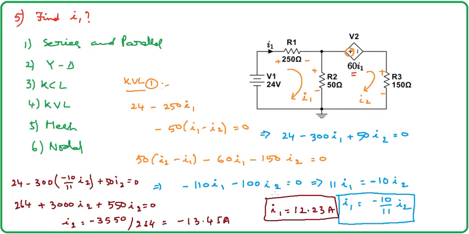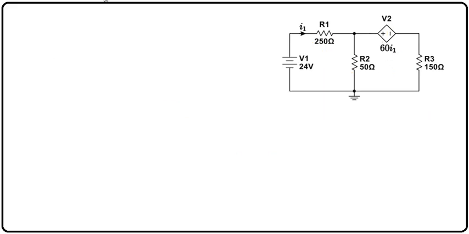So by using mesh analysis, I got this answer, 12.23 ampere. So let us see the same thing with nodal analysis also. Here we need to find I1 by using nodal analysis.